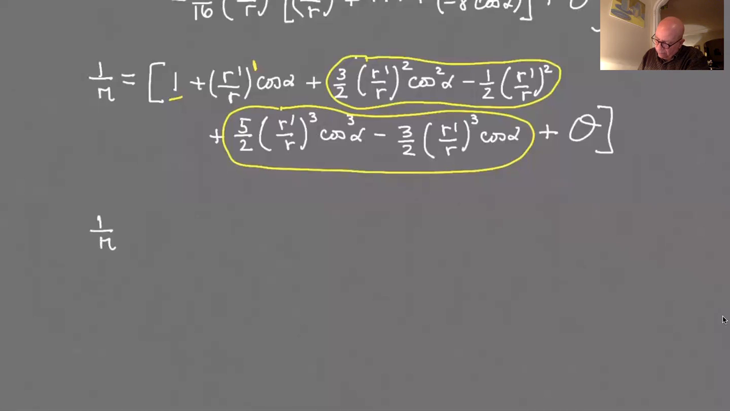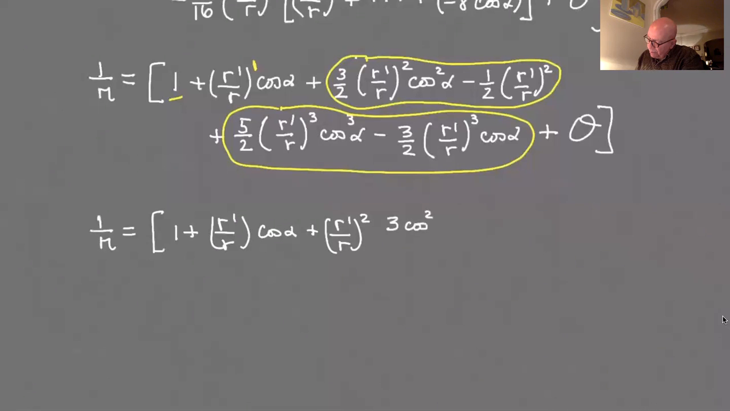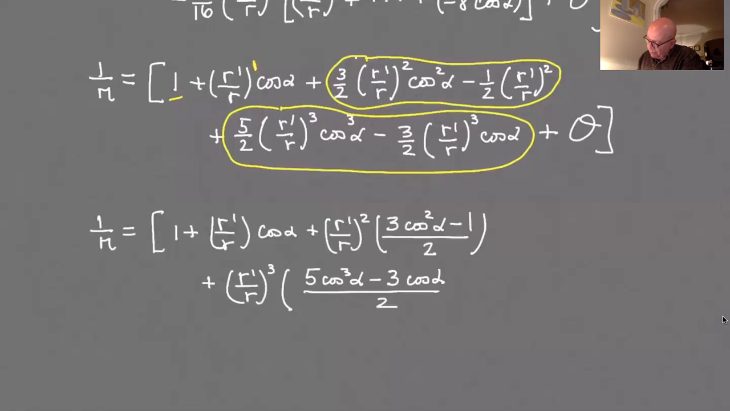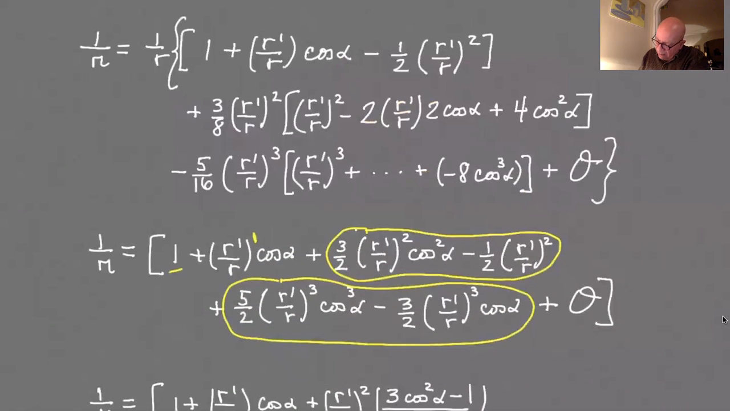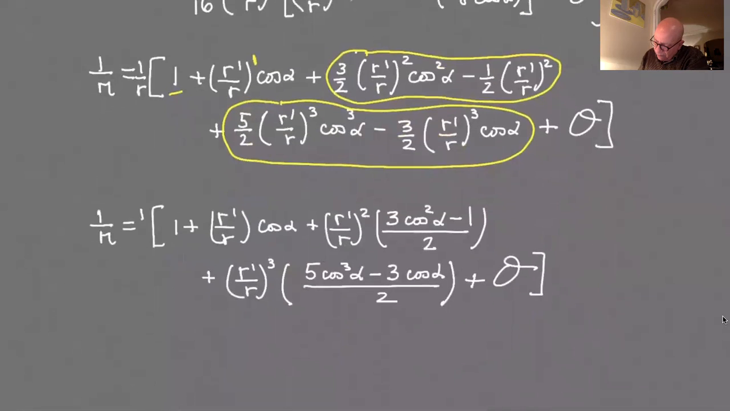So then 1 over r times 1 plus r prime over r cosine of alpha plus (r prime over r) squared times (3 cosine squared of alpha minus 1) over 2, plus (r prime over r) cubed times (5 cosine cubed of alpha minus 3 cosine of alpha) over 2, and then plus higher order terms. And I think I've forgotten 1 over r here. Okay, beautiful.